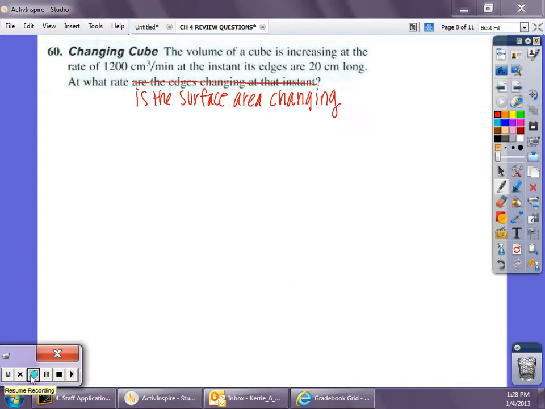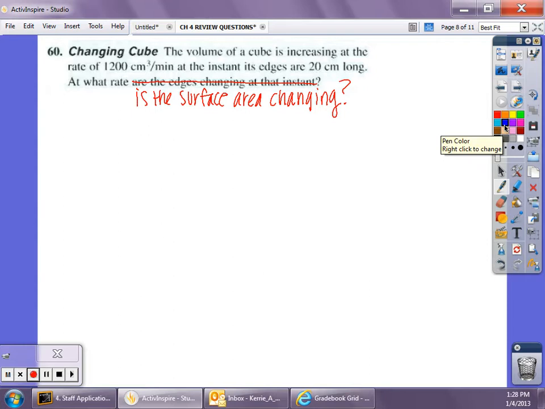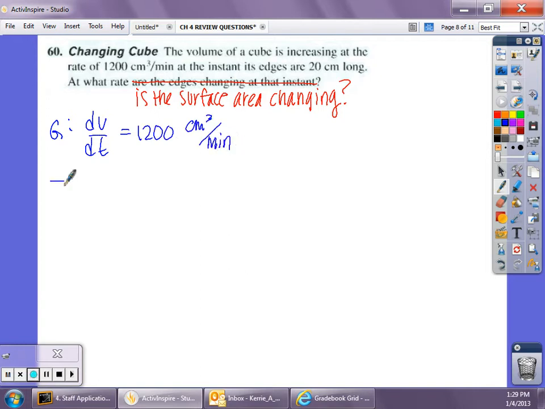All right, so we are looking at the exact same problem, but I actually changed the question now. So now I changed it, so I want to know how the surface area is changing. So I'm actually going to steal the information we had before. We knew that the given was that the dV/dt was positive 1200 centimeters cubed per minute. We knew that there were no constants. We still want at the instant that the edges are 20 centimeters. We know then that the question is now dS/dt.